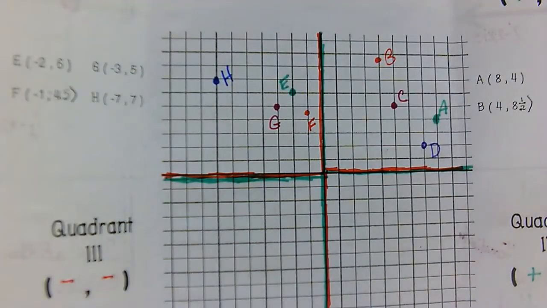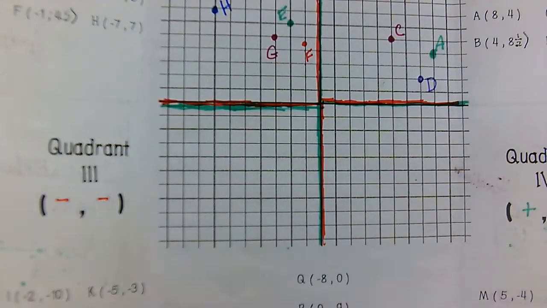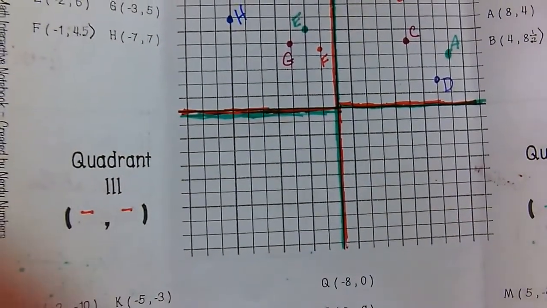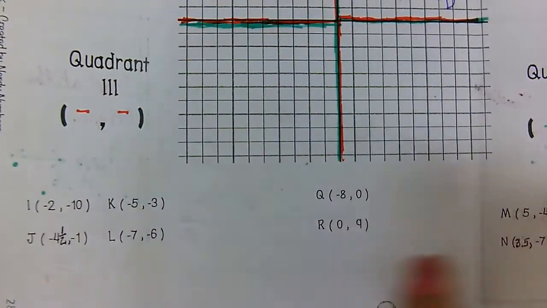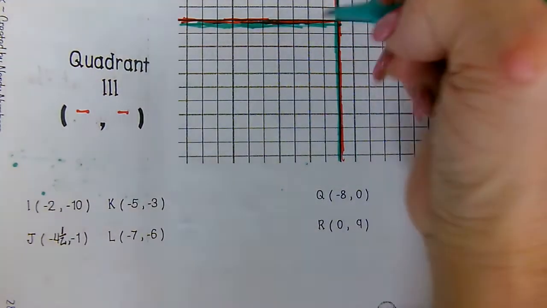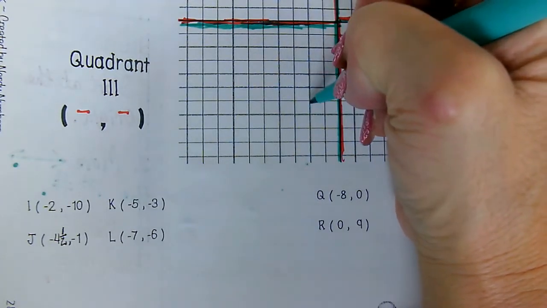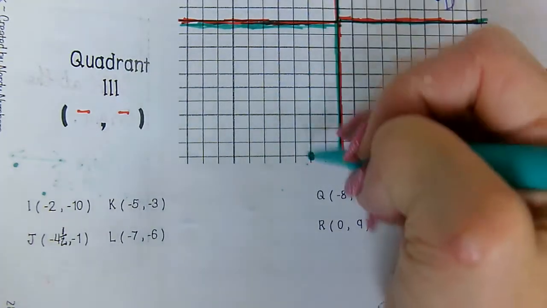Okay? Let's go down to quadrant 3. On quadrant 3, a little blurry. We can adjust this to see a little bit better. On quadrant 3, let's look at the numbers. We have (-2, -10) for I. So let's go to the left 2 and down 10. The left 2 and 1, 2, 3, 4, 5, 6, 7, 8, 9, and 10. We'll label this I.